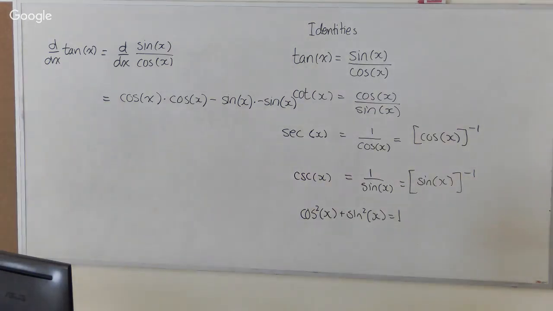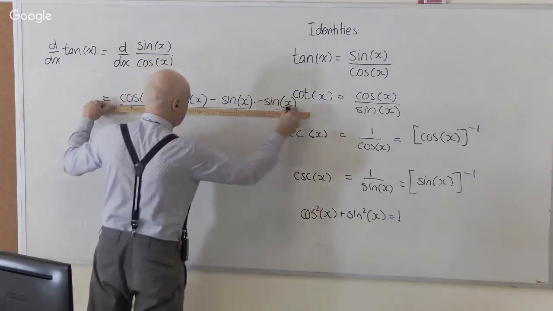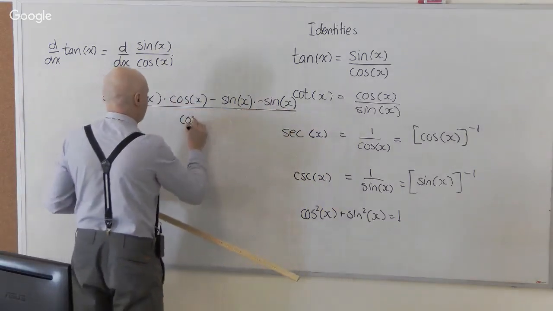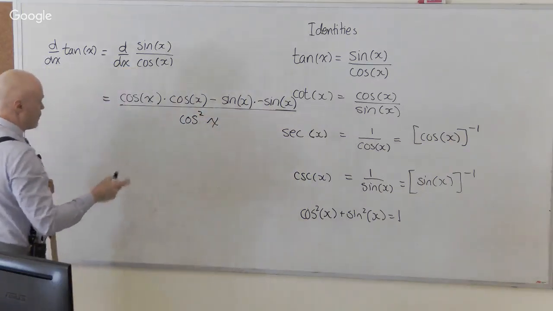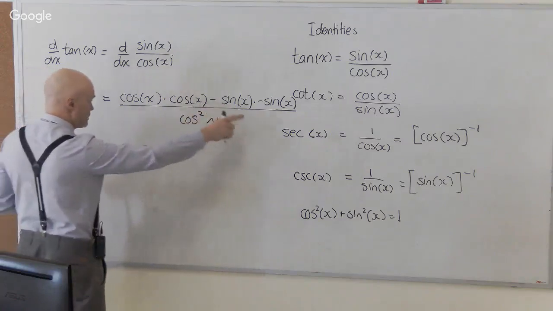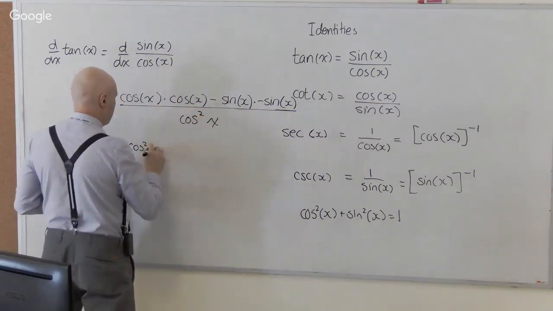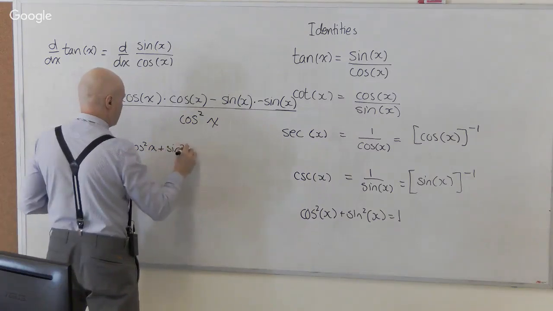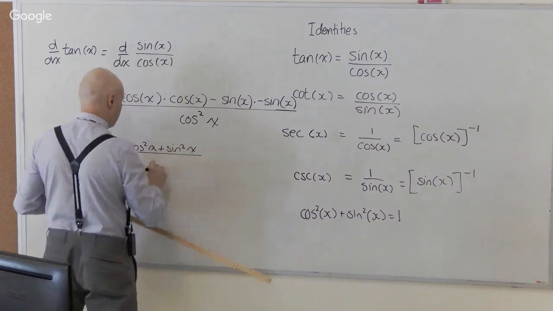All right. And this is all over the bottom squared. Finishing the song in fine style. Here we go. Over cos squared of x. Okay. So, yes, good enough. I'm going to simplify this. So this is cos squared x plus sine squared x, and it's all over cos squared x.